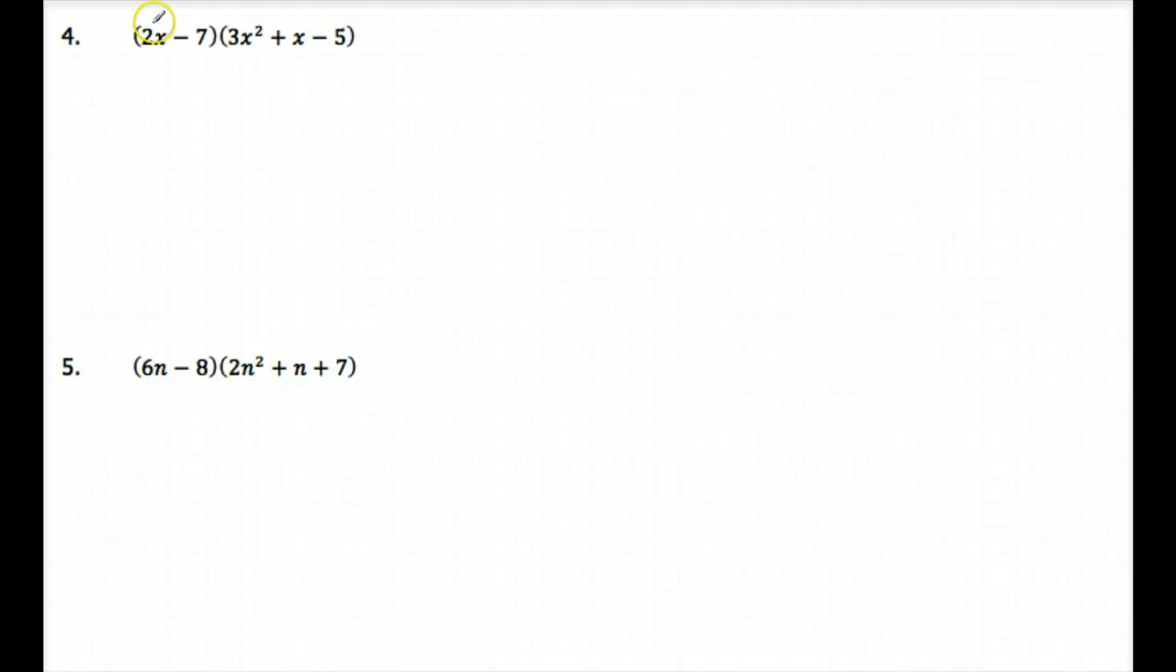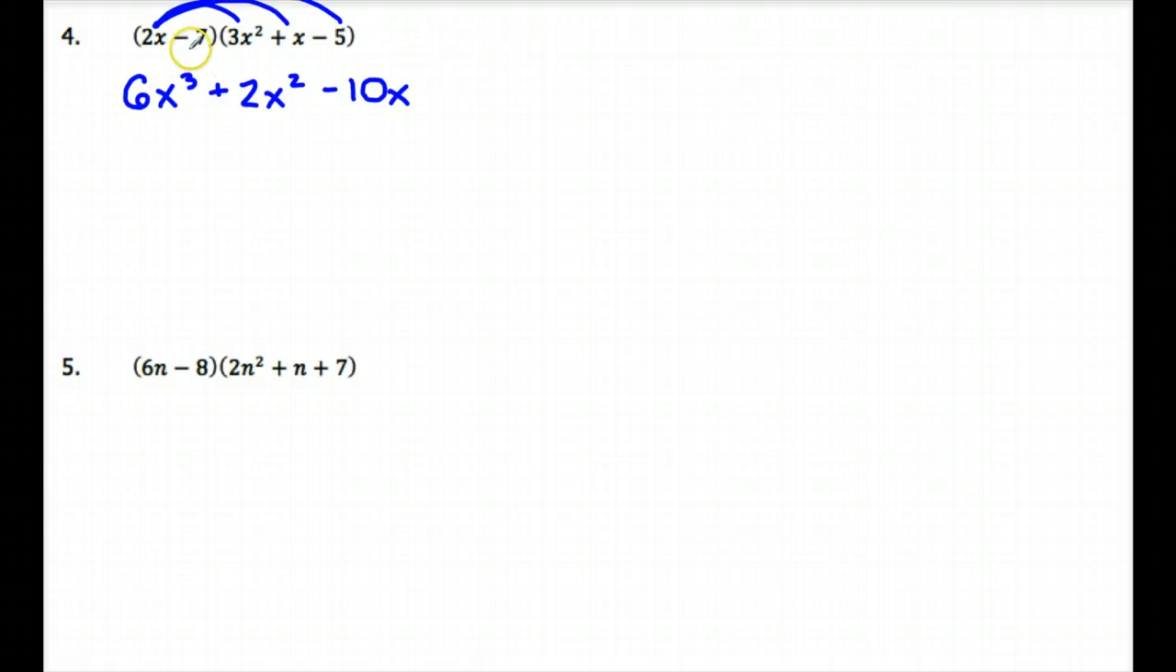So I'm going to start out with my 2x. I'm going to take 2x times 3x squared. This will give me 6x cubed. Then I take 2x times positive x. This gives me a plus 2x squared. And then 2x times negative 5 would be minus 10x.